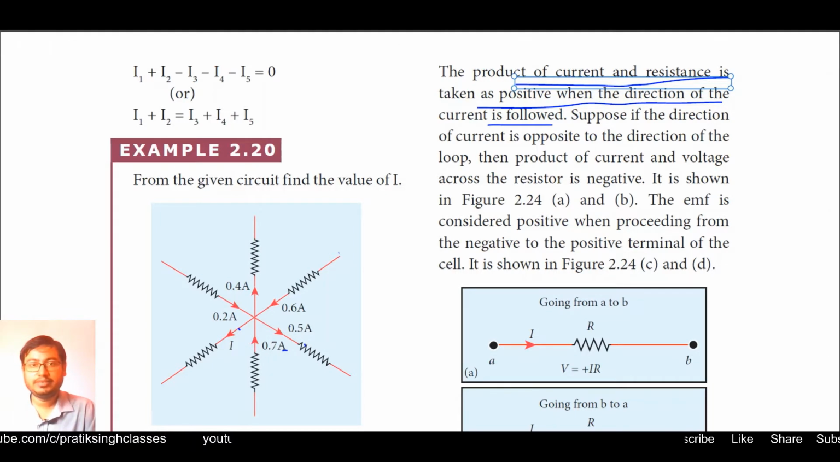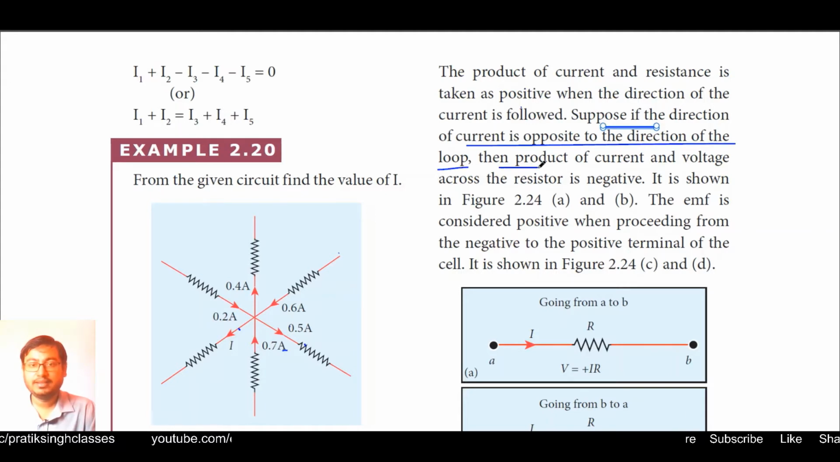Okay, so here something is very complex. To understand the things here you need full concentration. So I will explain this a little bit slower to make you understand all the things. Fine. Suppose the direction of current is opposite to the direction of the loop, then the product of current and voltage across the resistor is negative. If suppose the loop is clockwise but the flow of current is opposite, then V into I is negative, and it is shown in figure 2.24a and b.